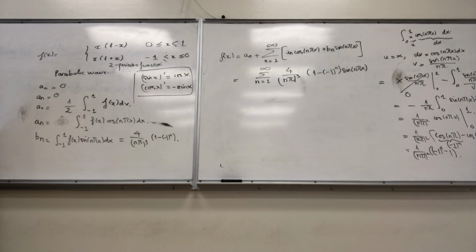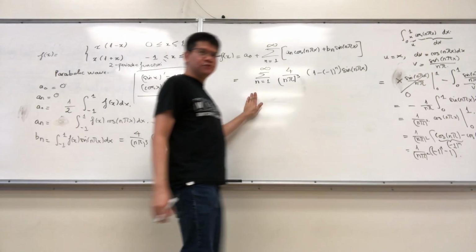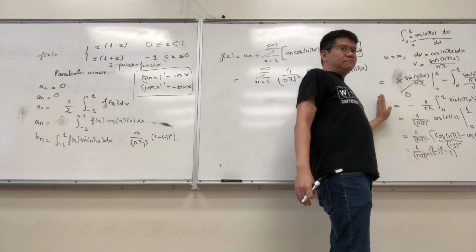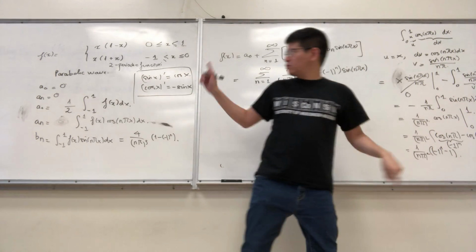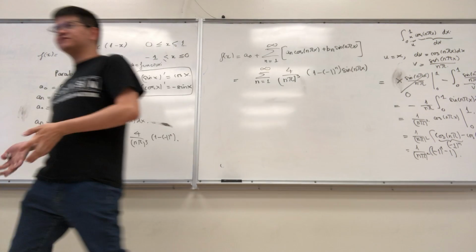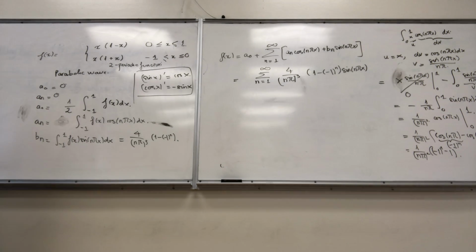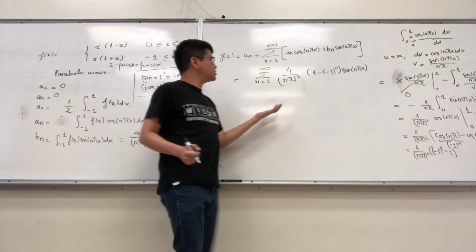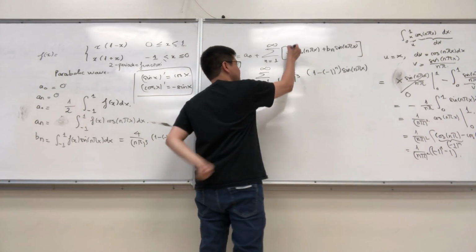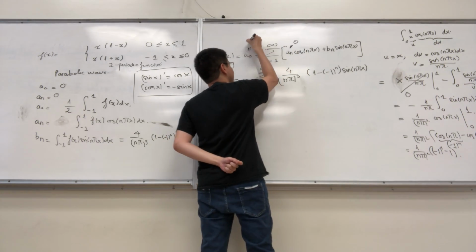All right? It's clear? So what you can do is write the parabolic wave in terms of a sum of a series of the sine function, right? Here a0 is 0 and an is 0. So we don't have the cosine function, right? Because this is 0 and this is also 0.